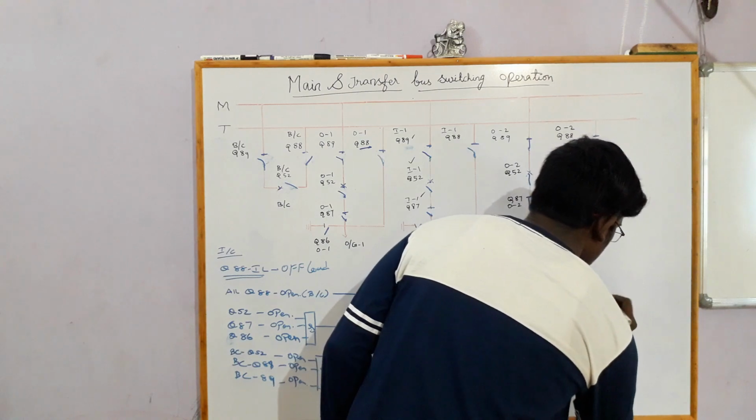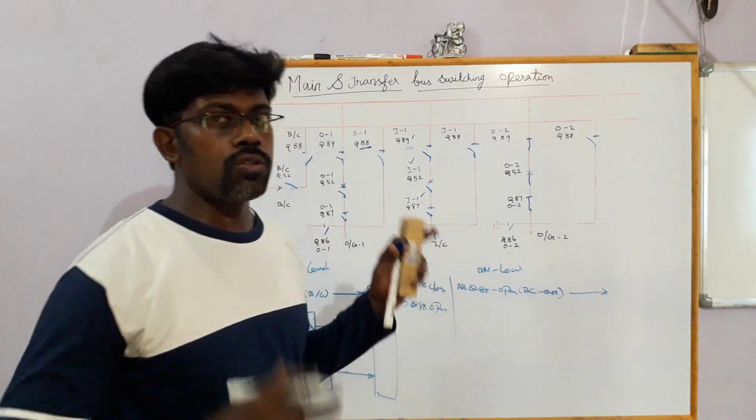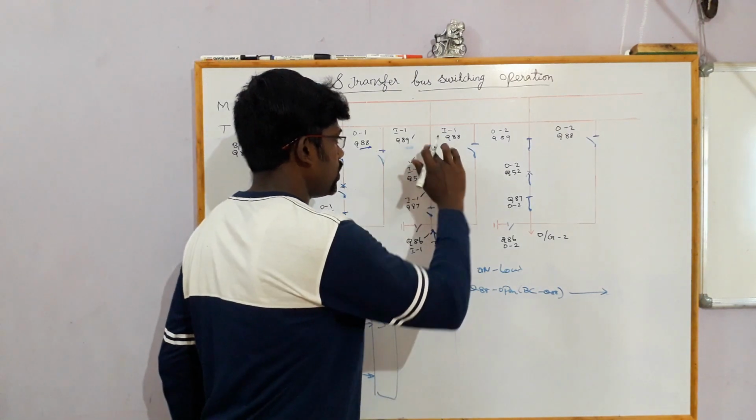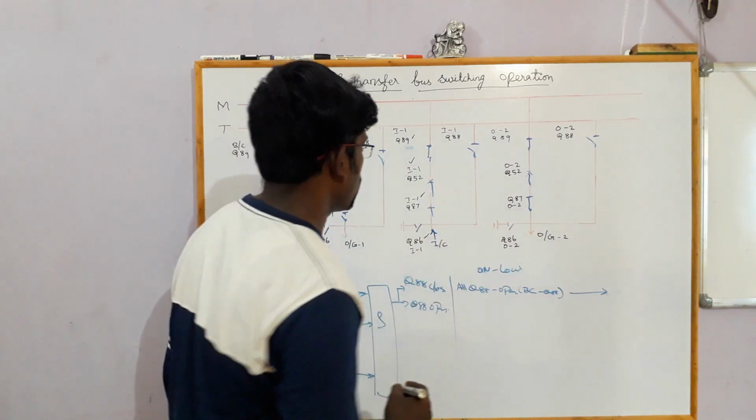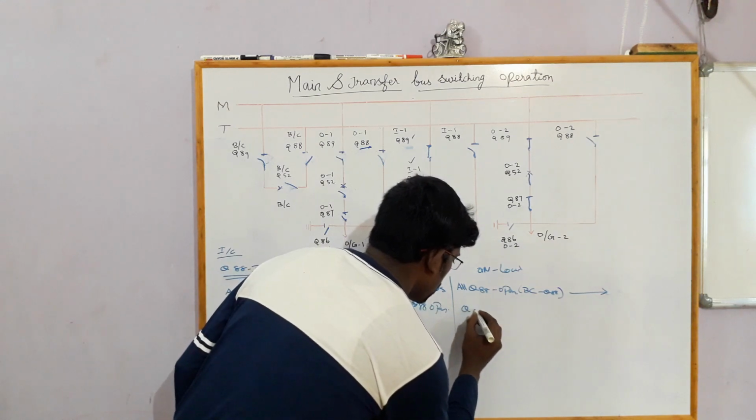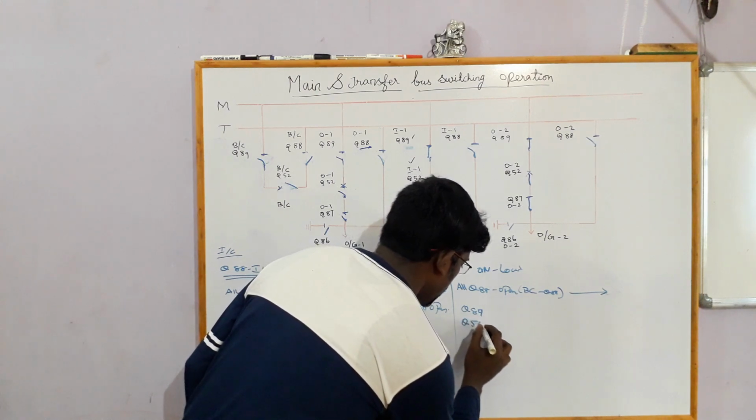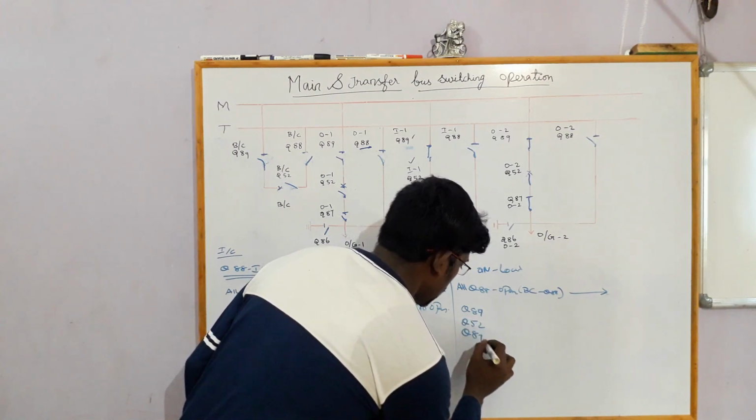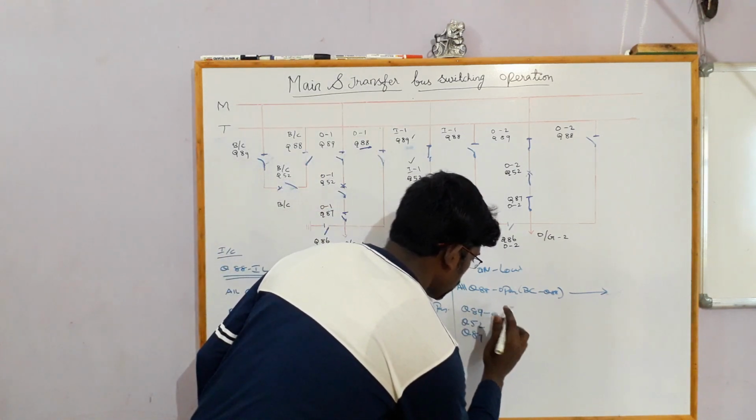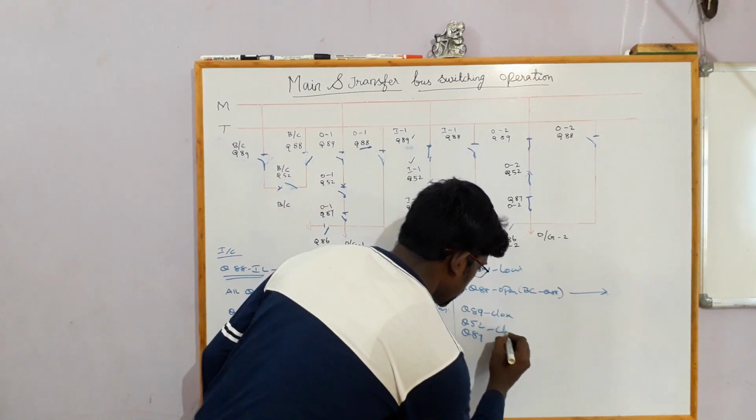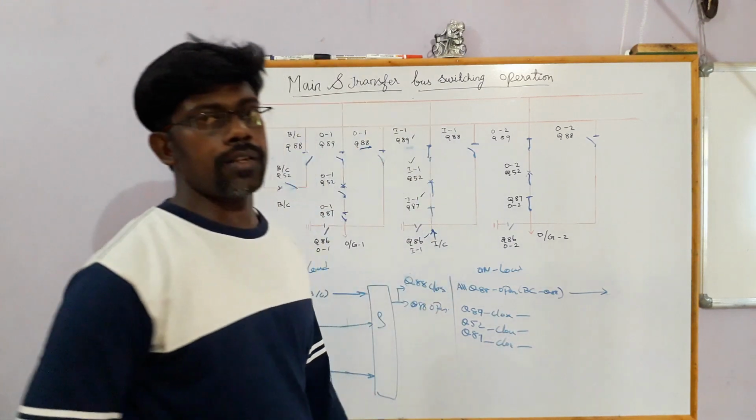Now we can wait for another 2 seconds. It is on load. We are going to transfer on load. So this isolator, this breaker has to be in close position. So Q89, Q52, Q87. These 3 have to be in on position, that is, closed position. These 3 have to be in closed position.